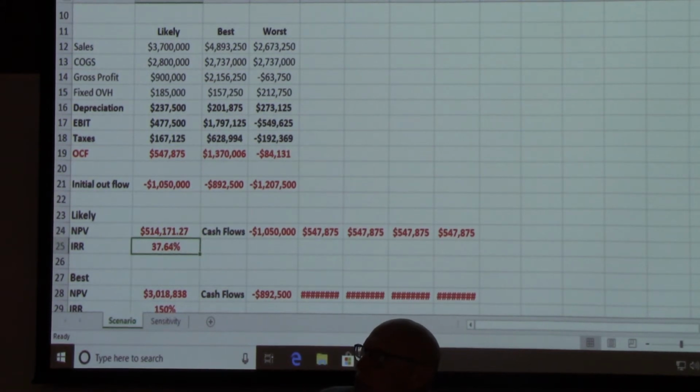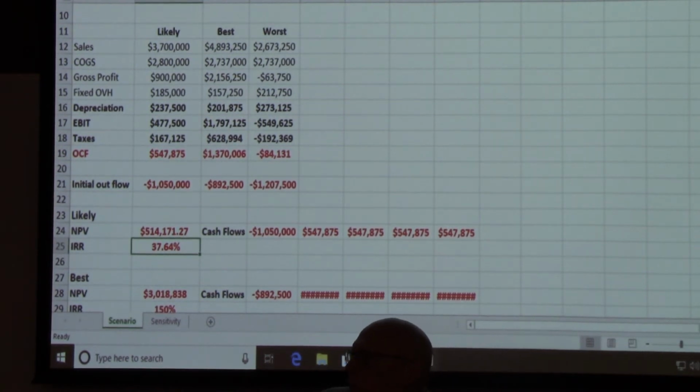Then here's your IRR function. IRR, D24. Let's see. Here are your cash flows. So you put your cash flows in here, and then you're required to put a guess. I always use 10%.